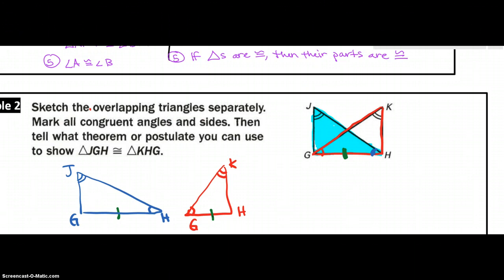Isn't GH congruent on the other side? On the other side? What do you mean? Like on the other GH that isn't marked? Over here? No, like, why are they congruent? Angle, angle, side. The side is not between the two angles. That's why it's not angle, side, angle. All right.